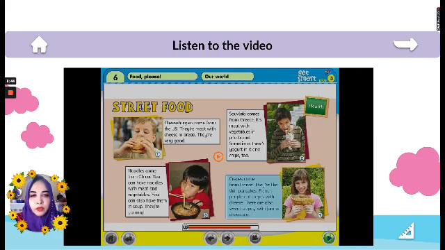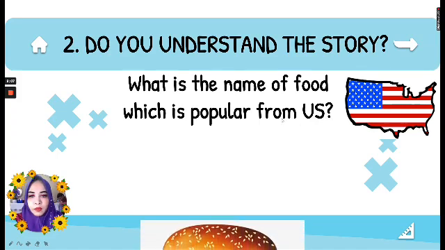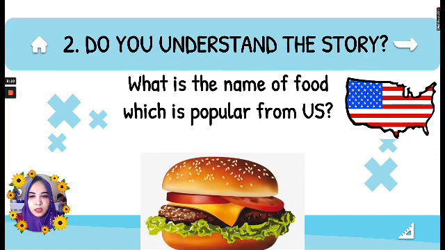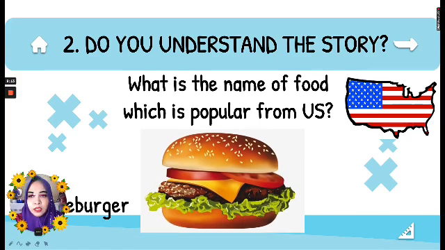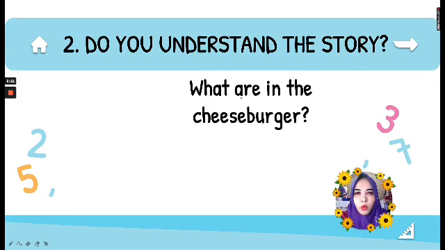I hope you could understand the story, right? To ensure your understanding, as usual, I'm gonna ask you questions. Do you understand the story? Let's answer the questions given here. Number 1. What is the name of the food which is popular from the United States? Can you see what's coming? It's the cheeseburger, correct. C-H-E-E-S-E-B-U-R-G-E-R. Next question. What is in the cheeseburger? Apa yang ada dalam cheeseburger?